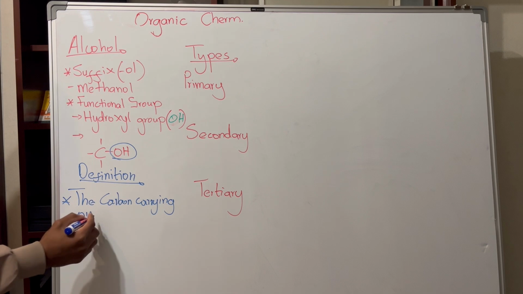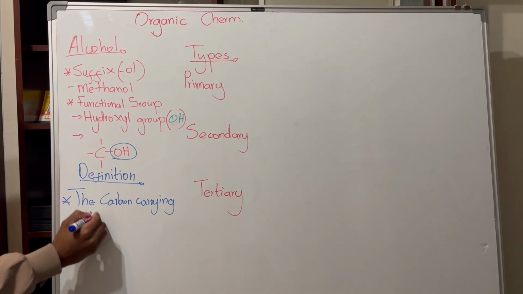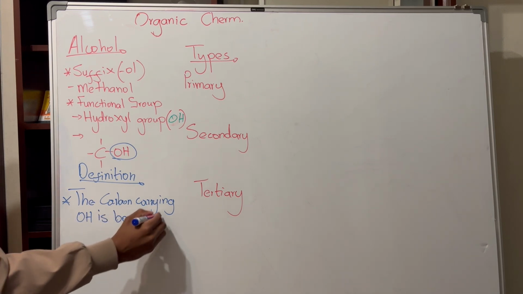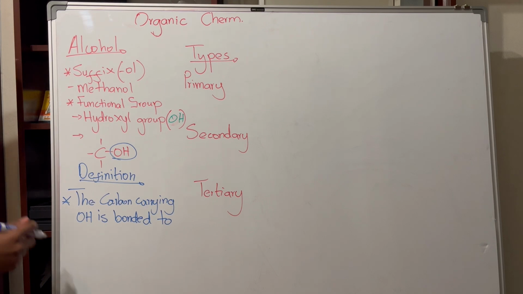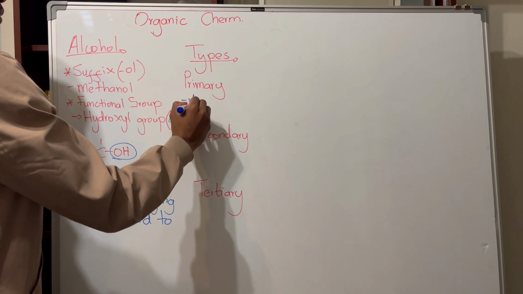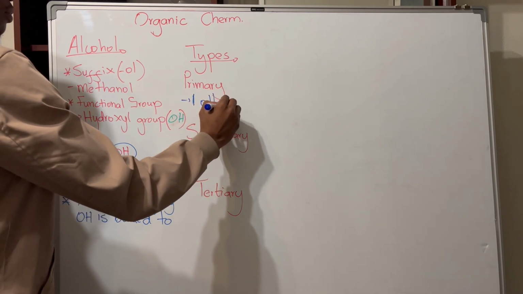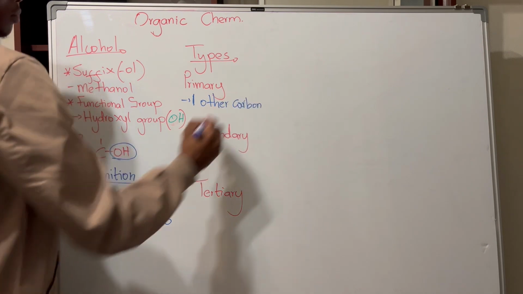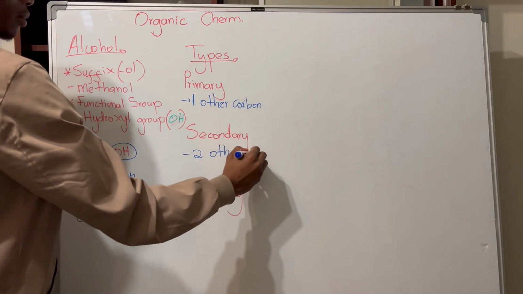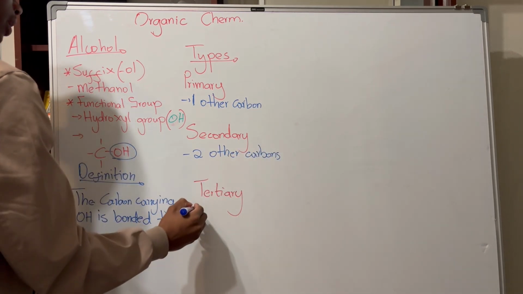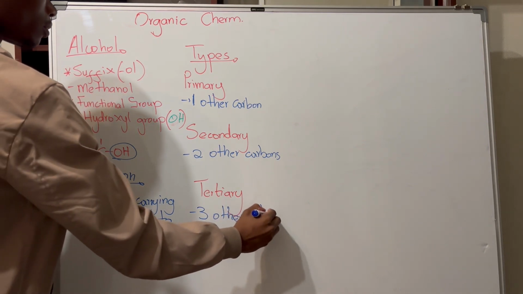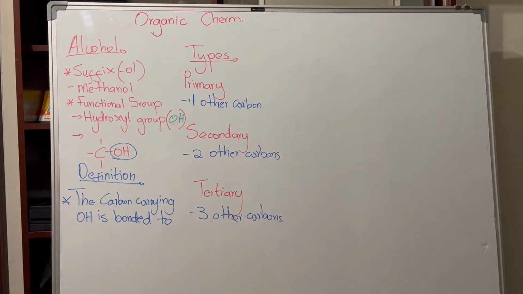So the carbon carrying OH is bonded to, we're gonna say here, one other carbon. Here, 2 other carbons. Here, 3 other carbons. And how does that happen?